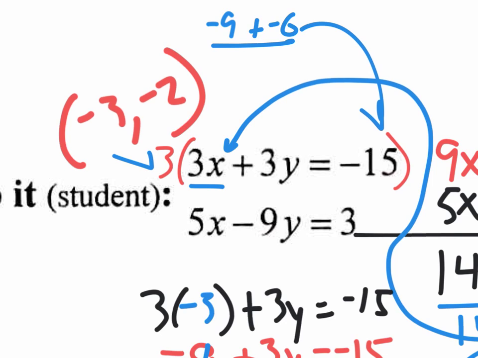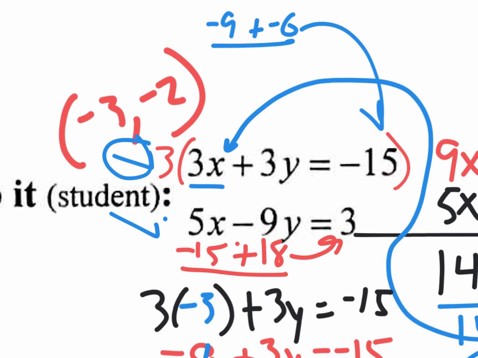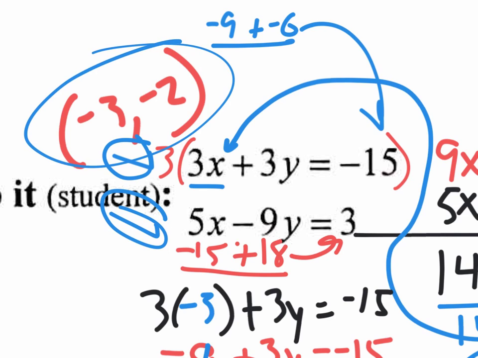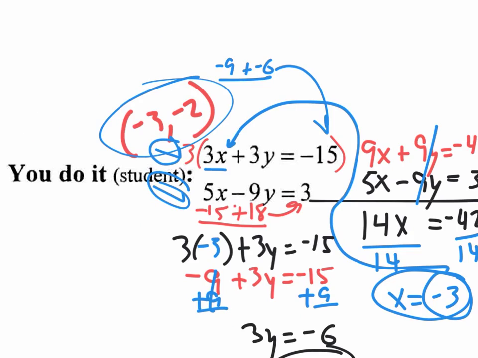Let's check the bottom one. What if I went 5 times x, which is 5 times negative 3? What do I get right here? You get negative 15, okay, and then how about the second one right here, the 9 times y? What do I get? 9 times negative 2, that's going to be negative 18, but with this minus sign, if you think of it as a negative 9 times negative 2, that's positive 18 plus 18. Now if I go negative 15 plus 18, do I get 3? Yes, I do. So I've double checked. Check up here, check down here. I've double checked that negative 3, negative 2 is the correct answer.